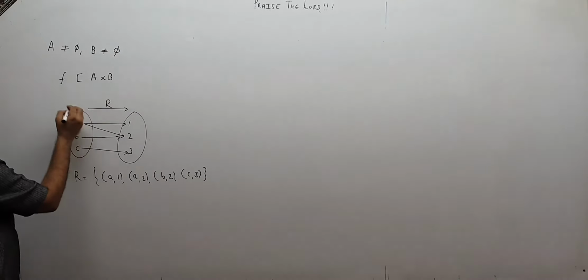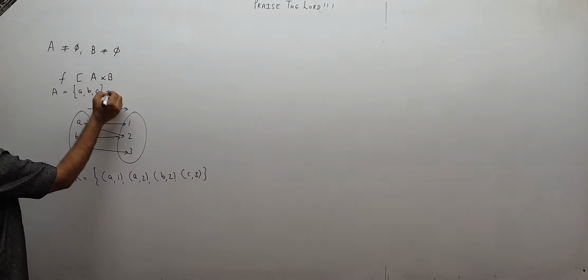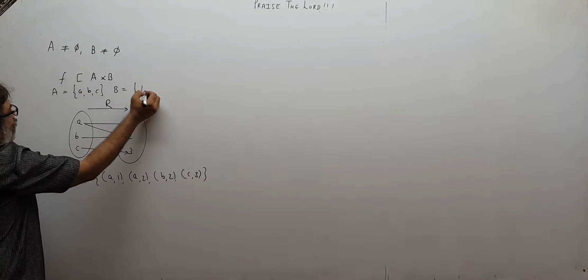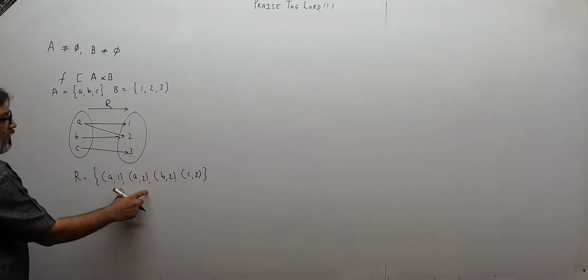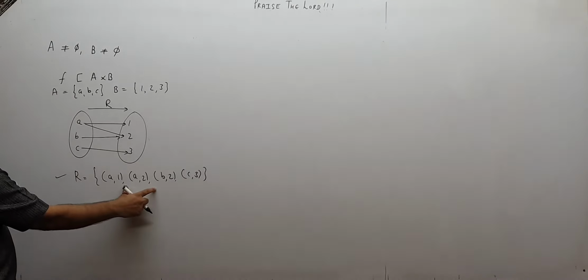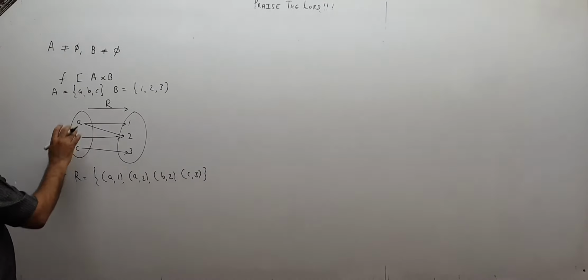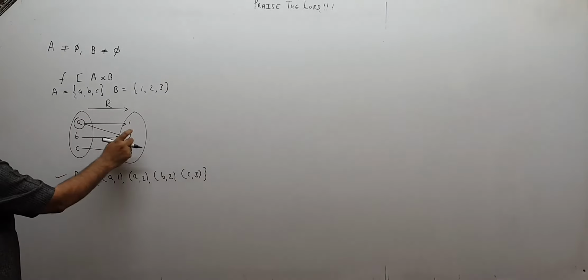If A is taken as, supposing I take A as {A, B, C} and I take B as {1, 2, 3}, so this is a subset of A cross B. Therefore, this is the relation. You can see these all elements will come under A cross B. But this relation is not a function because from the left hand side set, this element is corresponding to two different elements.